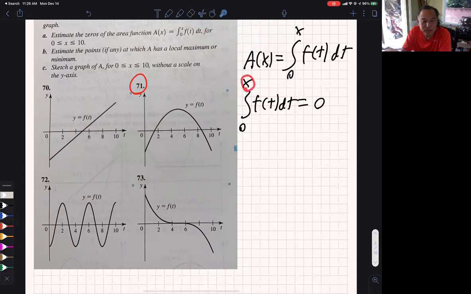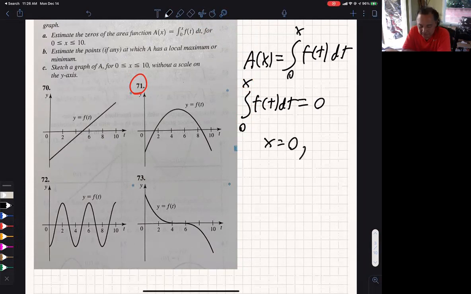Clearly, 0 works because what's the integral from 0 to 0? 0. Because the area under the curve, if it has no area underneath because you're starting and ending in the same place, it's going to be 0. So the first answer would be x equals 0. Now, where else does that happen?